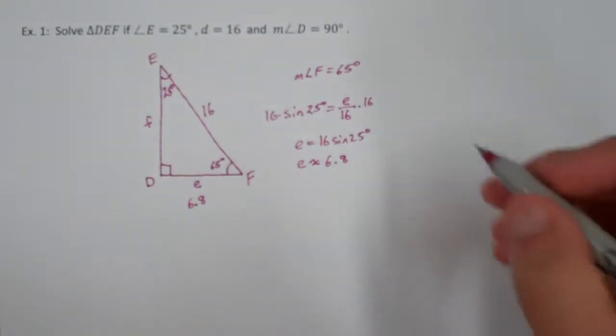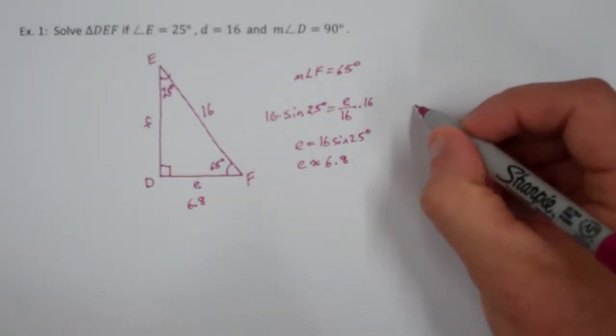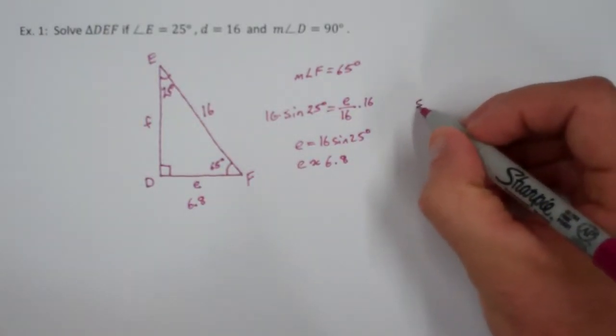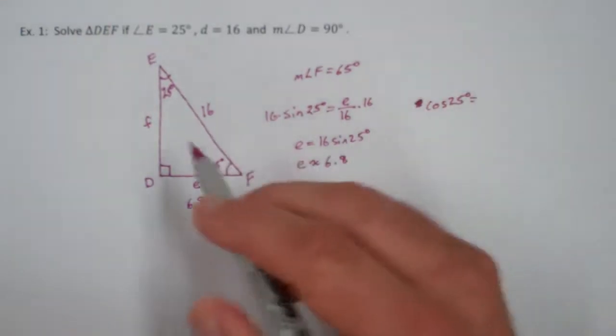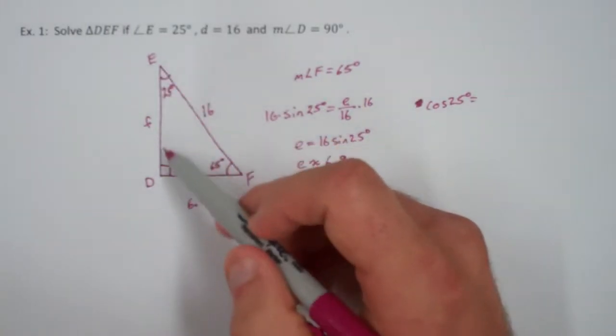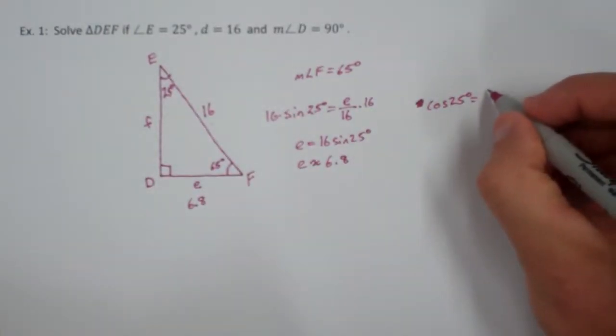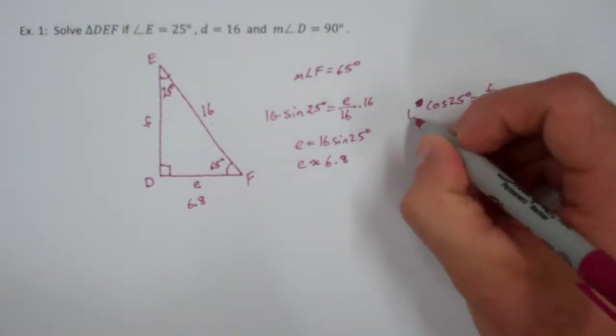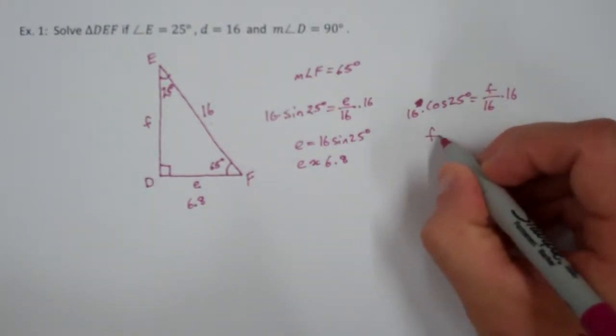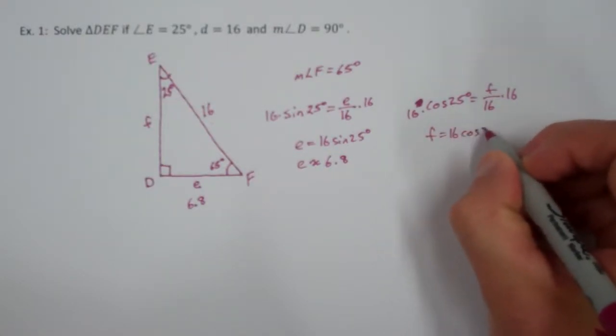And then we can also set up another ratio, and this time I think we're going to do cosine of 25 degrees. We need to solve for this F over here. And so that's the adjacent side, and then we can use the hypotenuse here. Same thing, multiply by 16. And so F will be 16 cosine of 25.